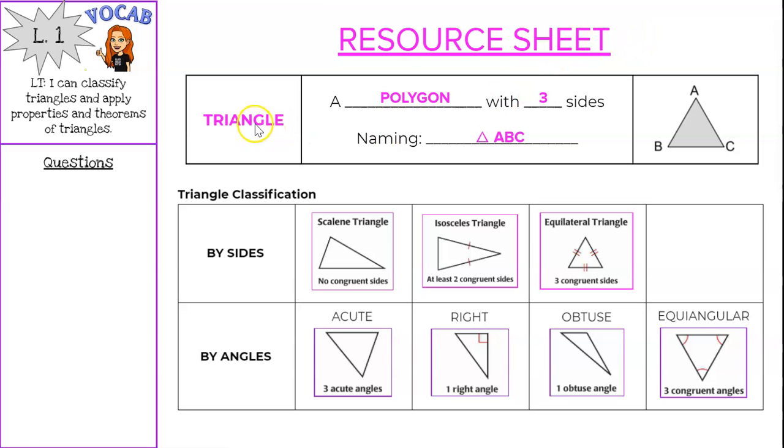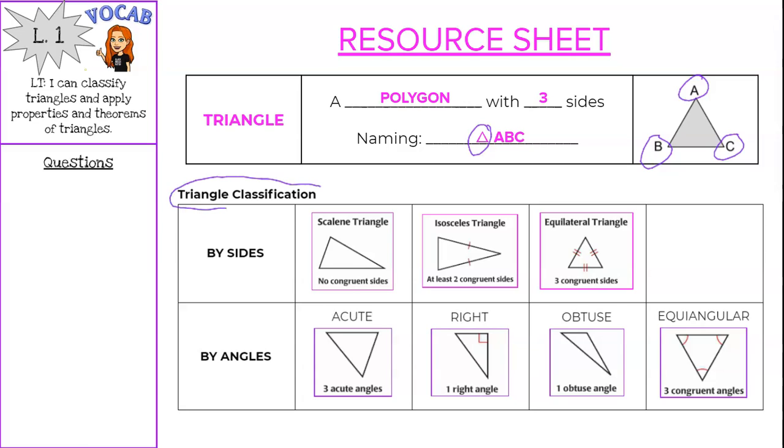But we are going to be working with triangles this unit. So a triangle is a polygon with 3 sides. A polygon has straight sides and vertices, the points where they touch. When we name a triangle, we just name it by its 3 vertices. So we have triangle ABC, with vertices A, B, and C. We could also name it BAC or CAB. It doesn't matter. I like to go in alphabetical order, but you can rearrange the letters in any order.